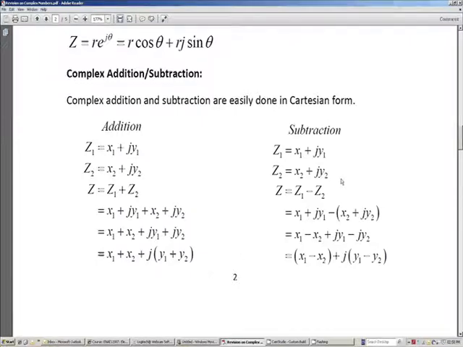And in the subtraction, again z1 and z2 are defined like this, and then z will be z1 minus z2, x1 plus jy1 is z1, minus x2 plus jy2. So the two real parts subtract together and the two imaginary parts are subtracted together, giving us (x1 minus x2) plus j(y1 minus y2).